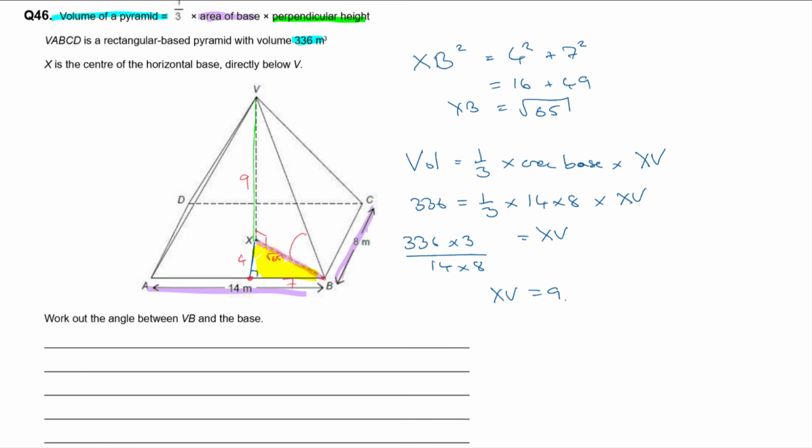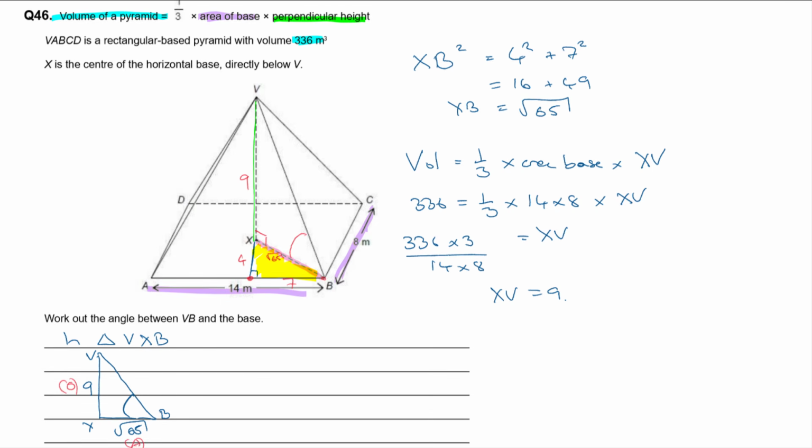So take triangle VXB. So in this triangle here, look. That's X, that's V, that's B. I want to find that angle there. I know that's 9. I know that's root 65. But I also know that this is the opposite and this is the adjacent.